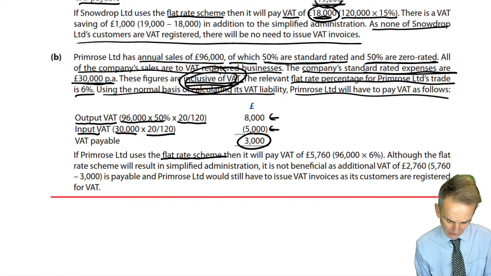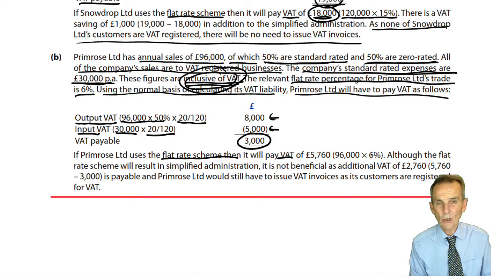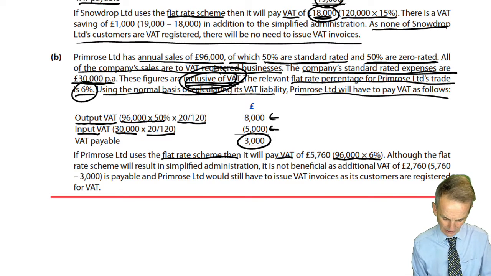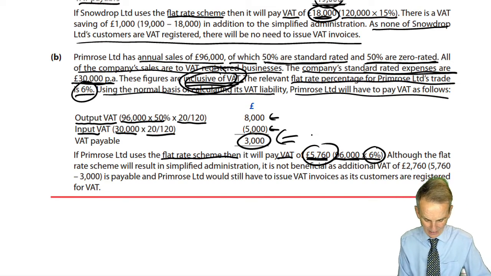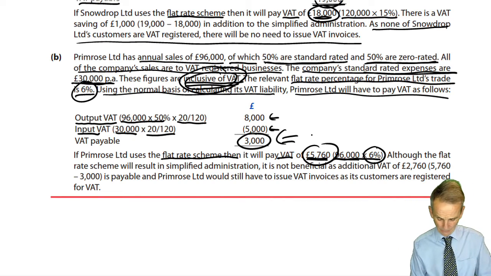If we were to use the flat rate scheme, however, we'd have to pay VAT of, well, we now look at all of the sales, inclusive of VAT, 96,000. That would then be at the given flat rate percentage of 6%. 6% of 96,000 is apparently, hopefully I've got that one right, £5,760 there. And as we can see, that figure is a whole lot bigger than that figure. Clearly, the flat rate scheme is not going to be beneficial.